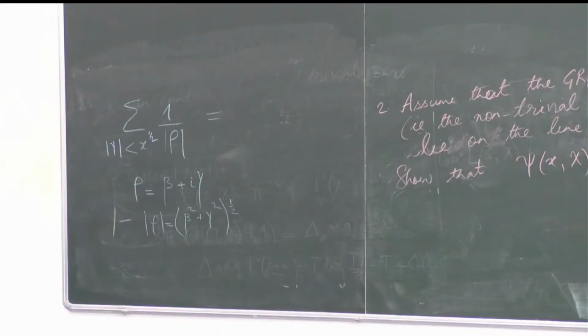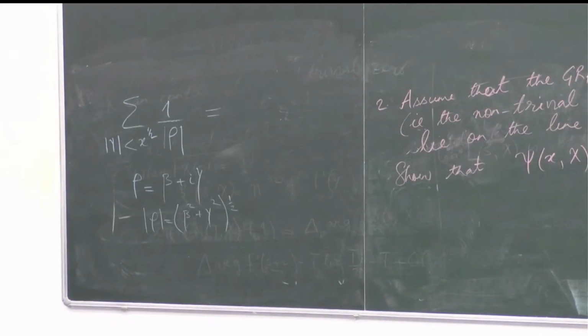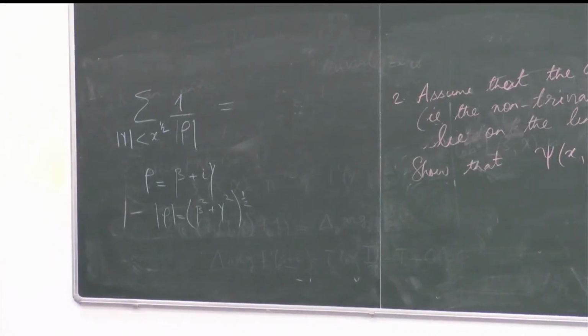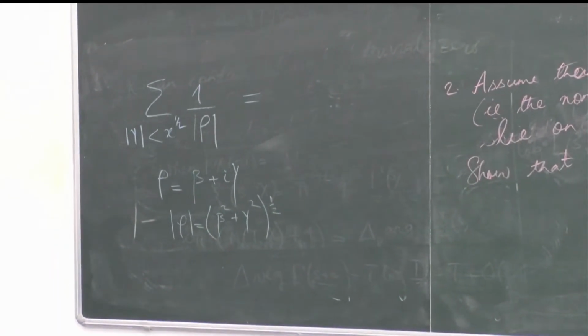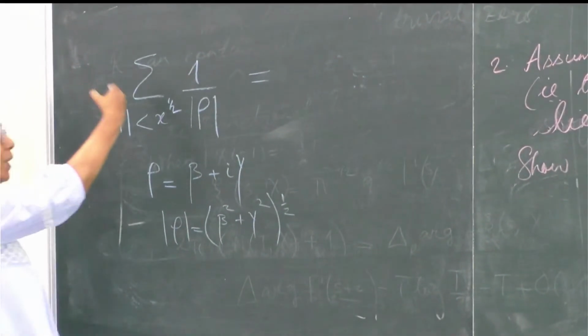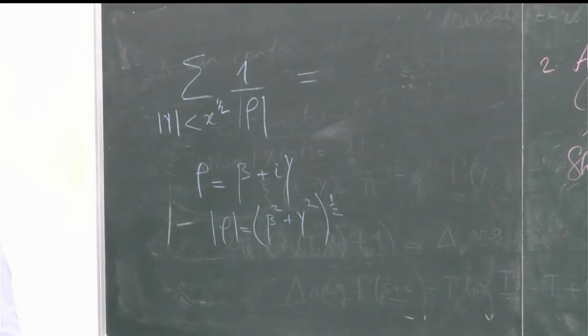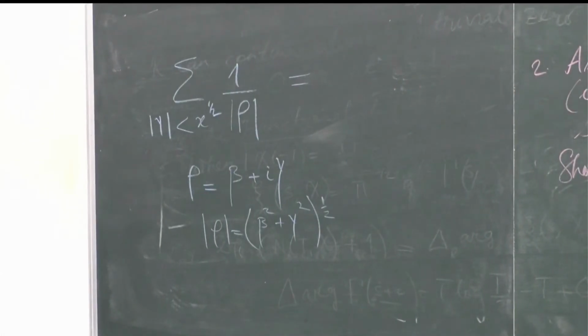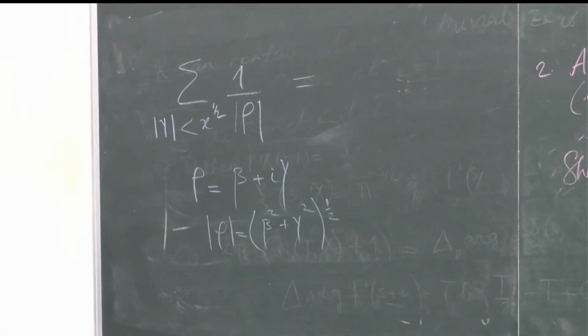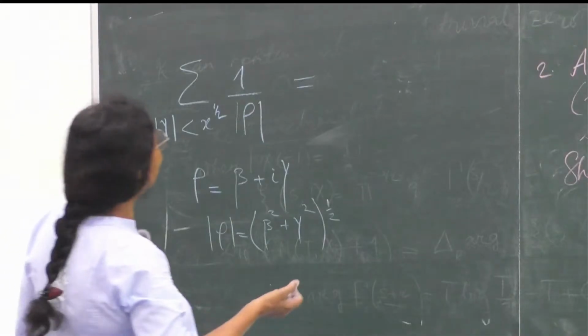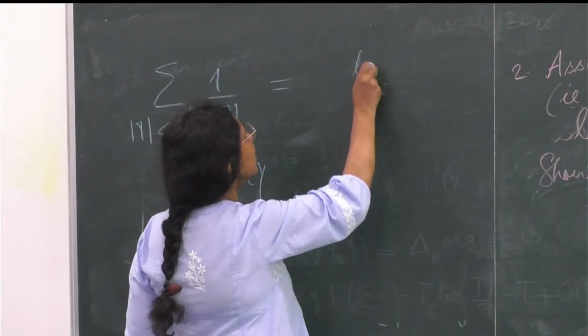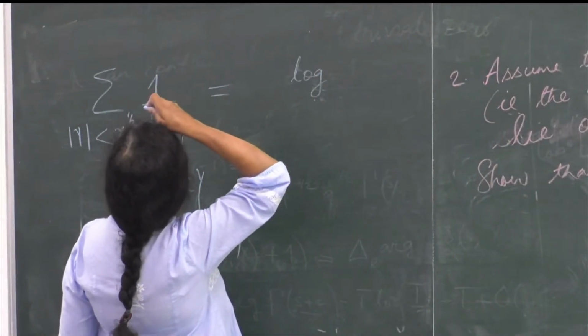These are real numbers, there's no problem. And this is to the half. So that means that I have beta square plus gamma square, and I'm taking its square root. So what do I expect should happen here? What should happen here is that I should get a logarithm. Yeah, I should get a logarithm, shouldn't I? I should get a logarithm of what?